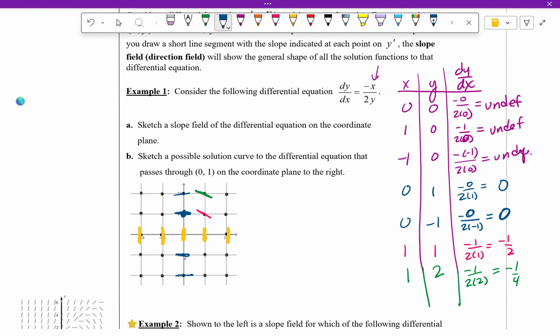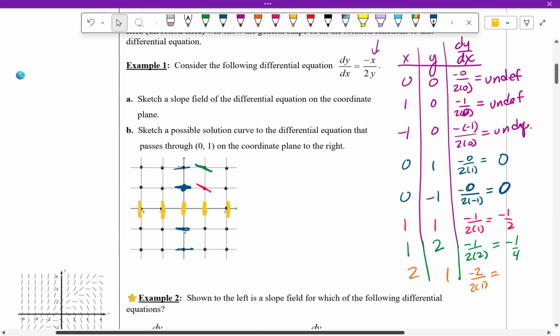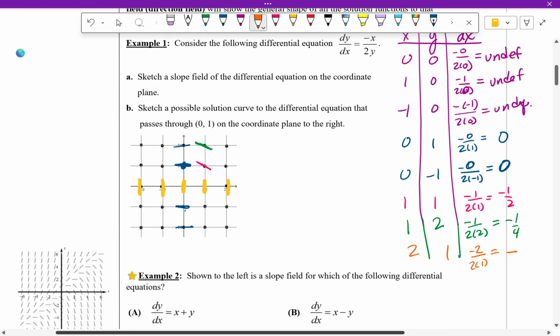Okay. Let's see what color I have not done yet. Orange, maybe. All right, I'm going to go out 2, up 1. So 2 in for the x. 1 in for the y. So what's that going to give me? I like negative 1. So this one was the negative 1 slope.